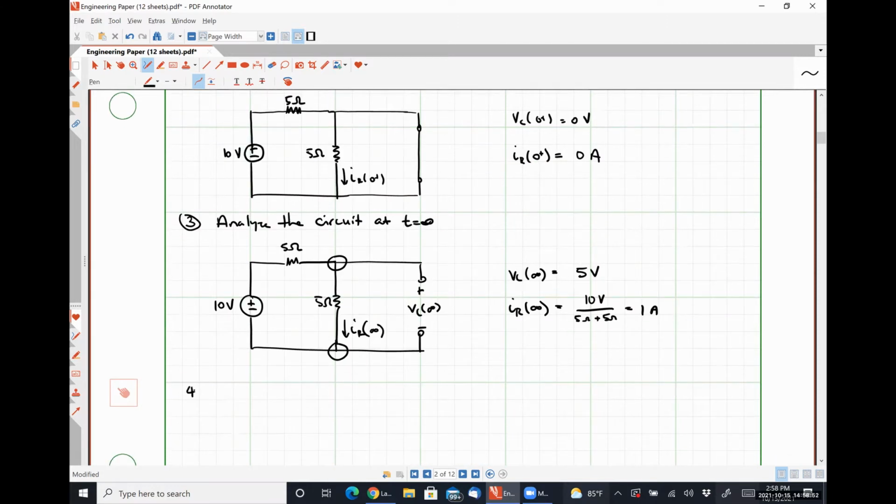Step 4 will be to determine the time constant for the system. And I'm going to put here, it should be redundant actually, during transient condition.